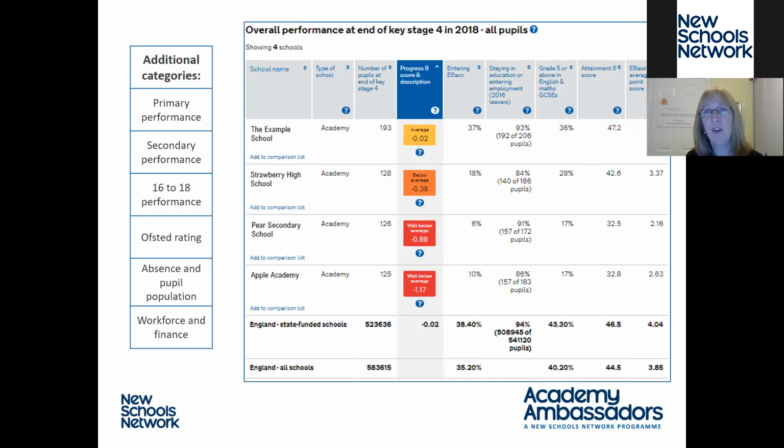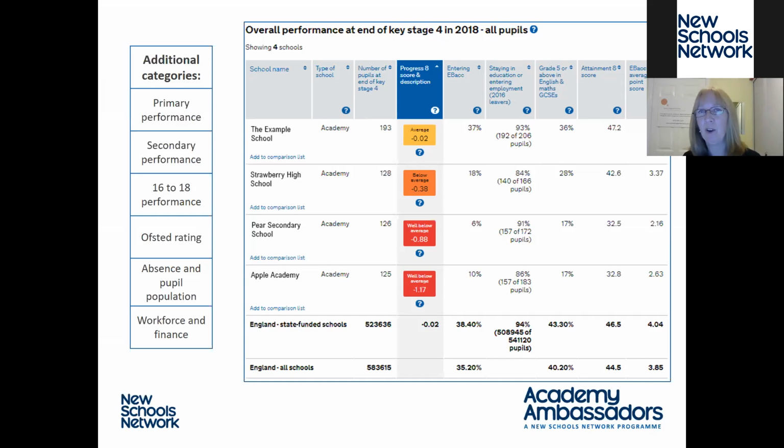Because when it comes to attainment, if you look further to the right across the headings, for example, grade 5 or above in English and Maths GCSEs, that's a key measure that, again, all of these are published measures.